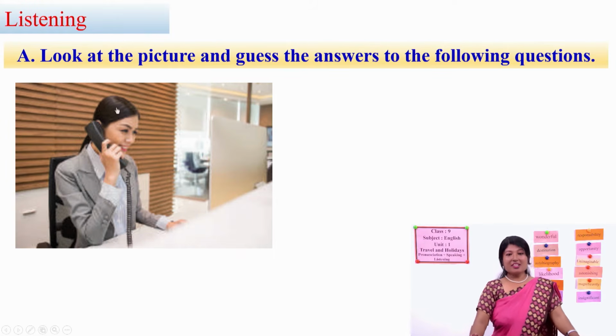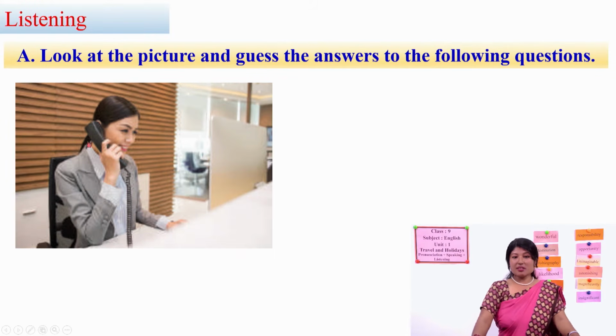Okay. So can you see this picture? What do you see in this picture? It looks like an office setting, right? And what about the lady? She is wearing a formal dress and she is talking on the phone. Let's see what questions are given in the book.